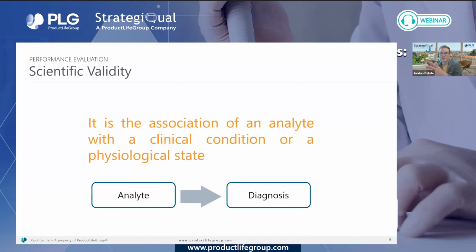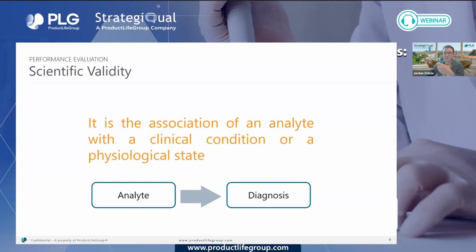Scientific validity is defined as the association of an analyte with a clinical condition or physiological state. It demonstrates the value of measuring, detecting, analyzing the analyte in question or its properties. Scientific validity is therefore the process of establishing a correlation between the analyte and the clinical objective of the IVD. In a way, scientific validity demonstrates how the device can have a positive impact on the patient's health.